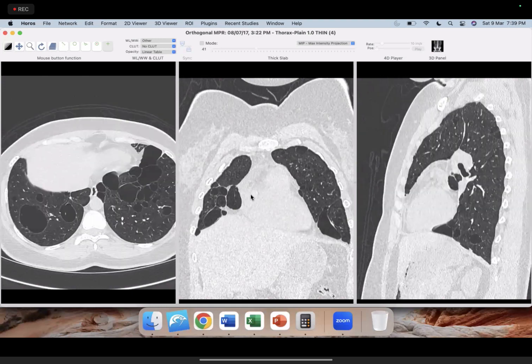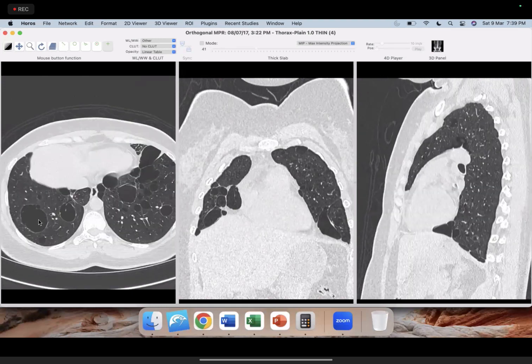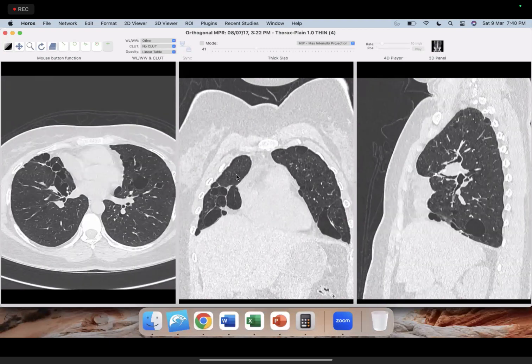So that's why this is not an interstitial lung disease, where the interstitium is not involved. That's why you don't see any ground glass or reticular opacities. You just see a plain and simple cystic lung disease, and that's what the LAM is.